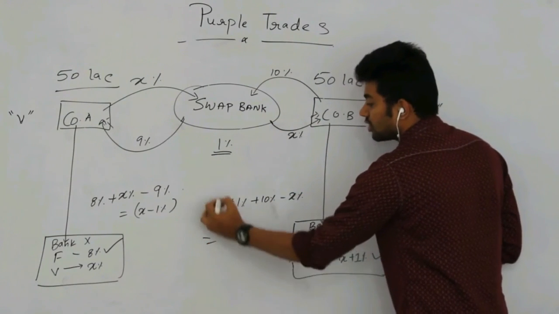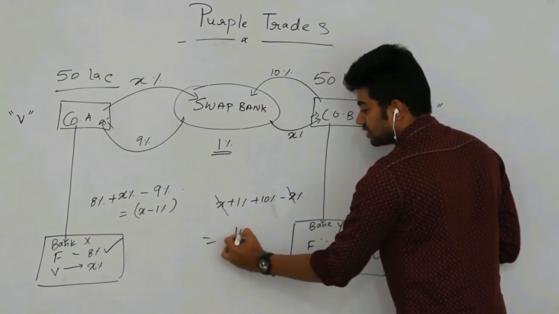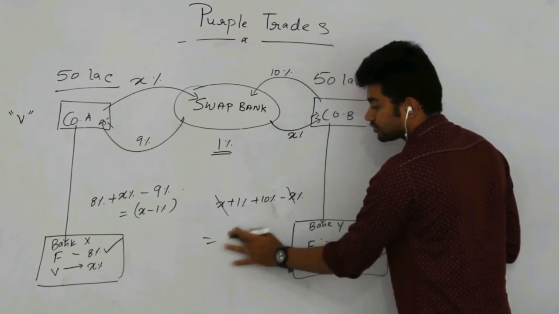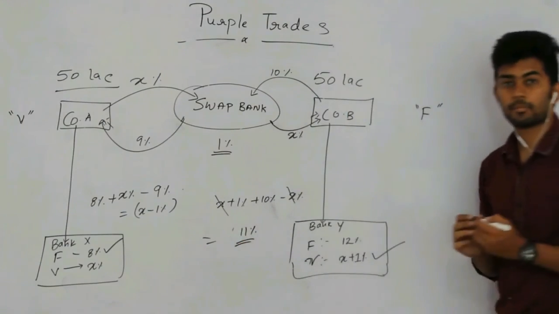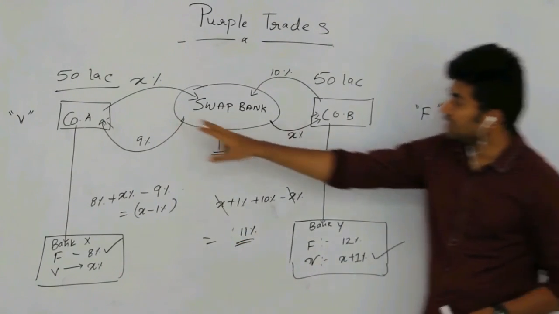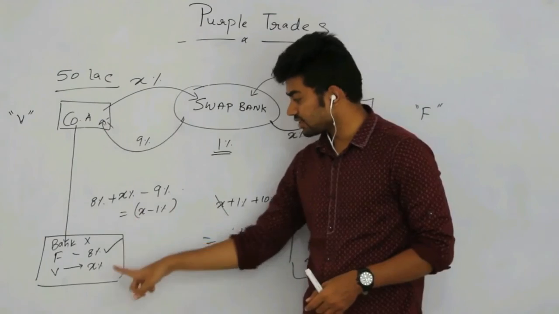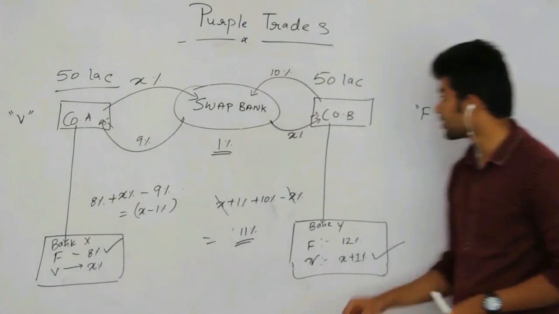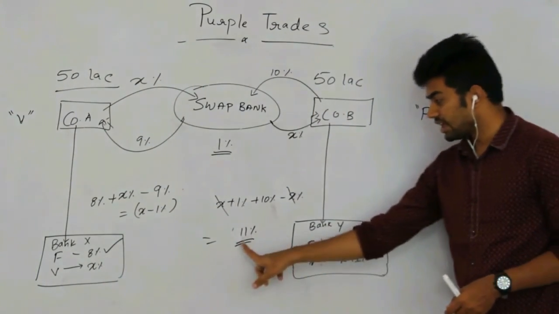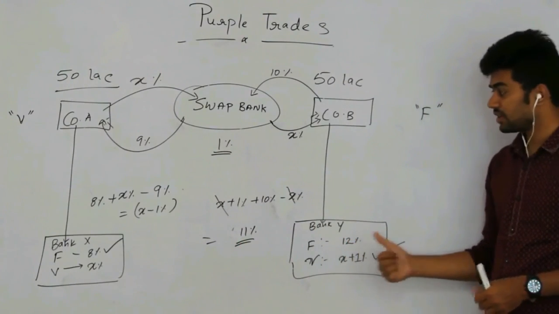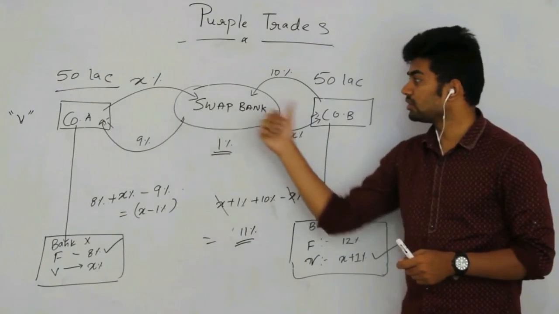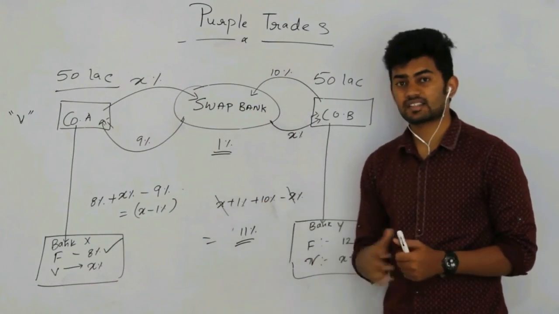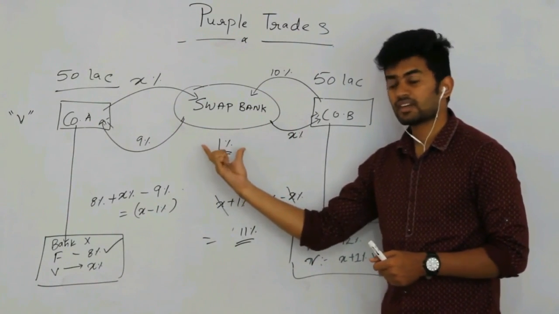So overall it needs to pay 11% only. Thus, company A now needs to pay X minus 1% instead of X percent. Company B needs to pay 11% instead of a fixed 12%. Thus, Swap Bank helped both the parties to reduce their interest rates and also made some money for itself.